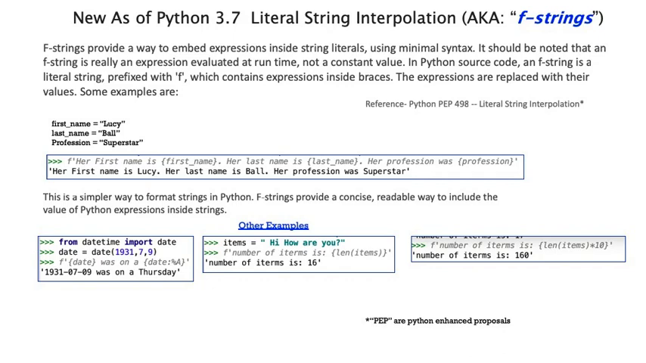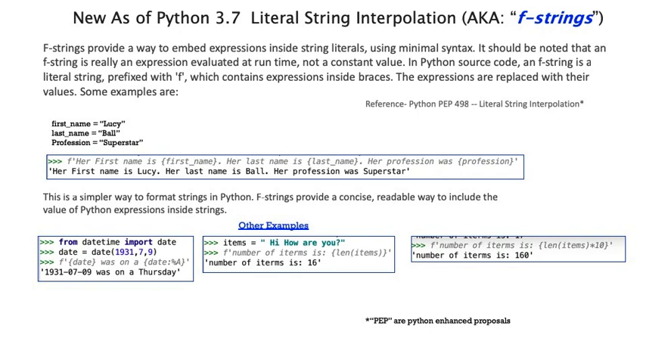Other examples: items, Hi, how are you? F string, number of items in, and then we can use the length function, len, with items in parentheses there, like any other function. We're always going to put something in parentheses when we're using a function or a method, and it takes items, and there we print out the literal number of items is, and then it counts how many items are in hi, how are you, and there are 16 characters there.